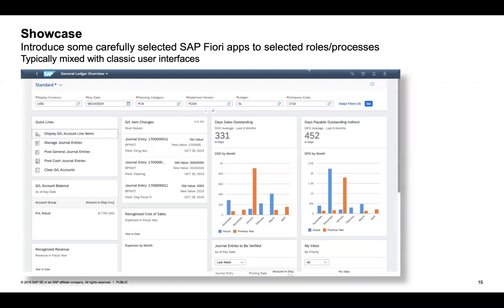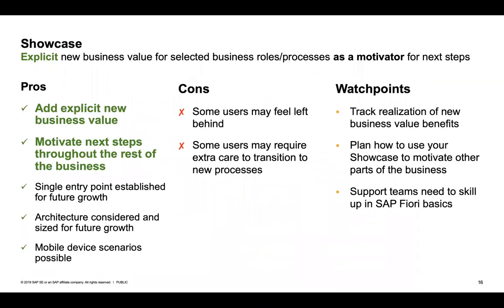It's a nice option. And it lets you manage that change because you can carefully say, okay, who's most innovation ready in our business? Where's a good starting point? And take this approach. So one of the benefits of this approach is you're picking explicit new business value. So you're very clear when you're communicating on what you're delivering up front. You also need to think about making sure you're clear on how you're going to use this showcase to motivate other parts of the business.